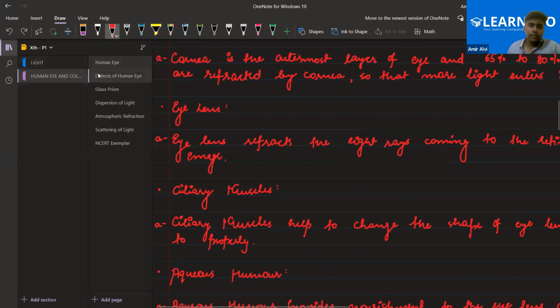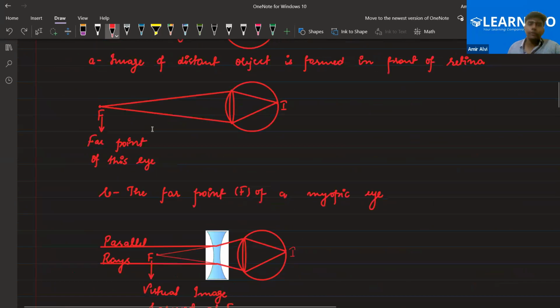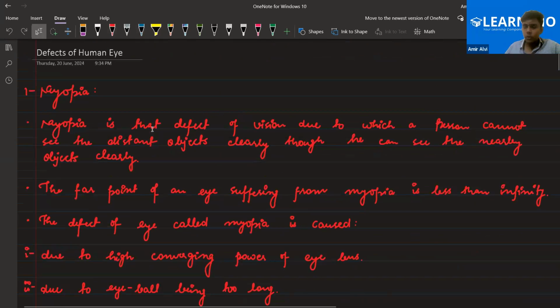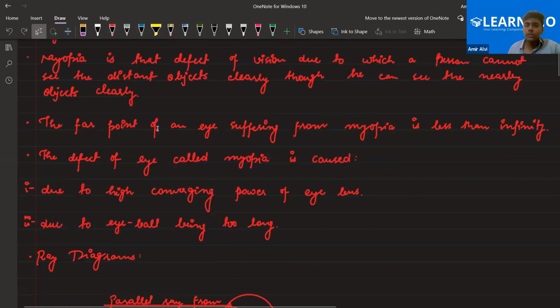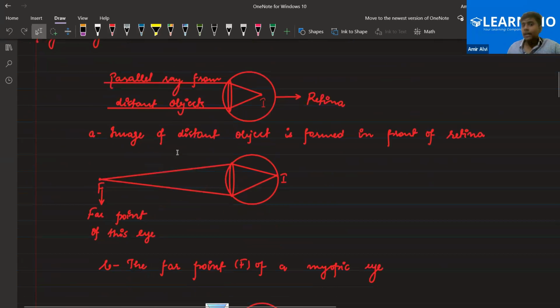Next, let's discuss the defects of vision. In this class, I will be covering the theory. In the next class, we will complete the ray diagrams as well. I will tell you how to draw the ray diagrams of the myopic eye and the hypermetropic eye, because two ray diagrams are there. That will take more than half an hour. I will draw them from scratch because some new students are there, like Ibad and Faizan. So it will be a kind of revisit for all of you. Clear, everyone?